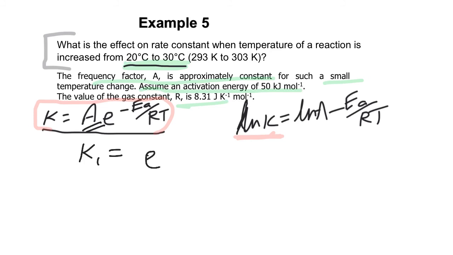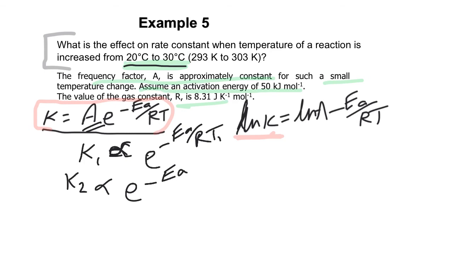In fact, strictly, this is not K equals. K is proportional to, let's say we use that symbol there, e to the power minus EA over RT. We're going to use temperature 1, and for the other one we'll use temperature 2. So K2 would be proportional to e to the power minus the activation energy divided by RT2. This expression is the only thing that we're going to use to compare.